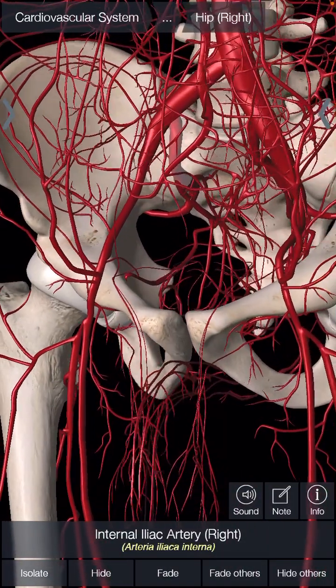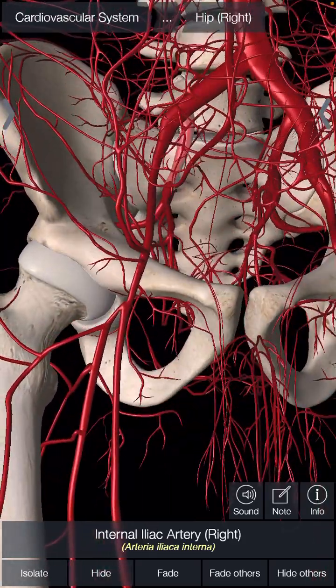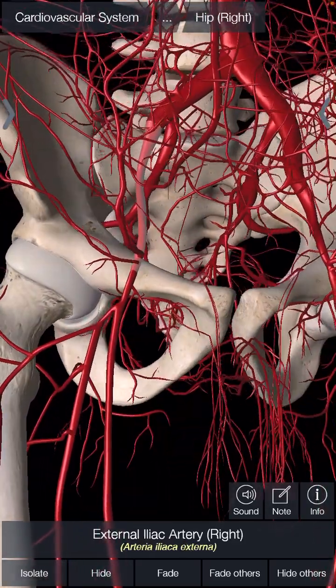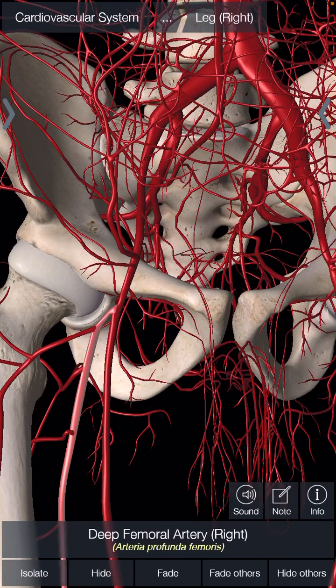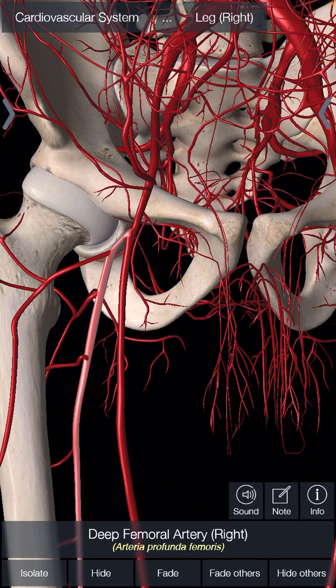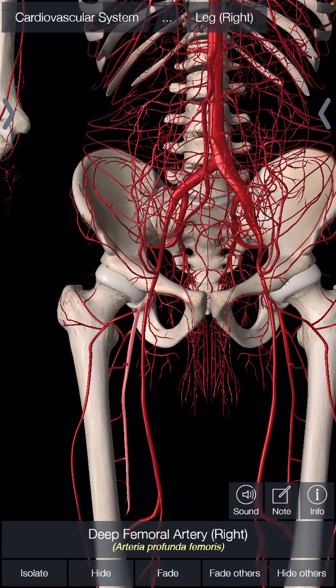That is not how it is in real life. In real life, the internal iliac artery goes deep. The external iliac artery, where you see it's highlighted, will then turn into the femoral artery. Ignore that it says deep femoral artery here. You just need to know that it is the femoral artery. Okay, and that's it for arteries.